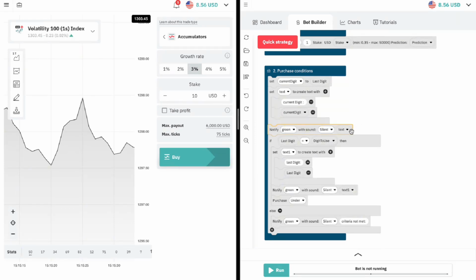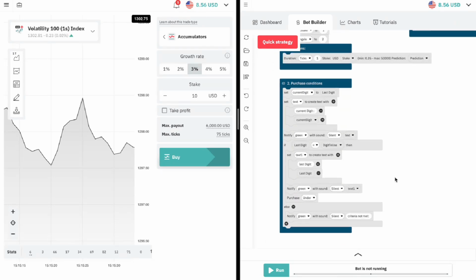So you see it here as a text, and then this is the condition that runs the bot. You could actually remove all this, but I need it. You could remove all this and even this. So if last digit is equal to digit to use, so if last digit is equal to 0, set the text to last digit. This just prints the last digit and then also purchases under. If I wanted over, I would just change this to over, but I'm going to be using under.